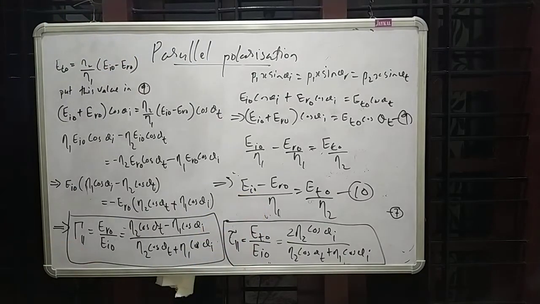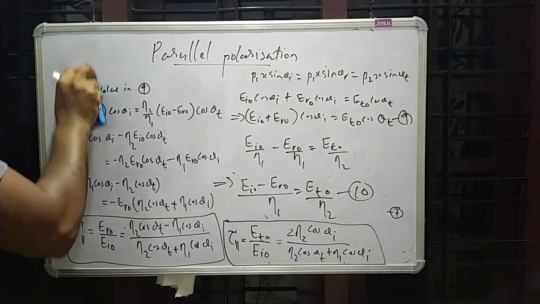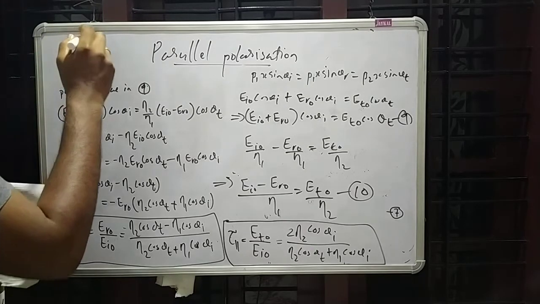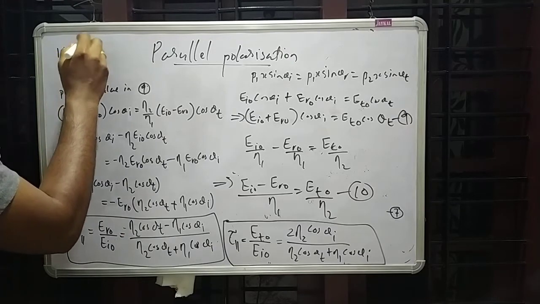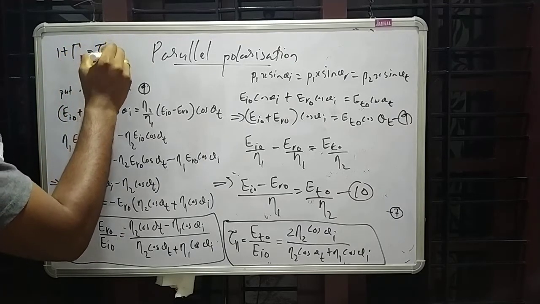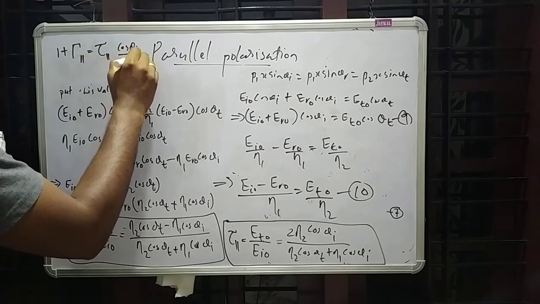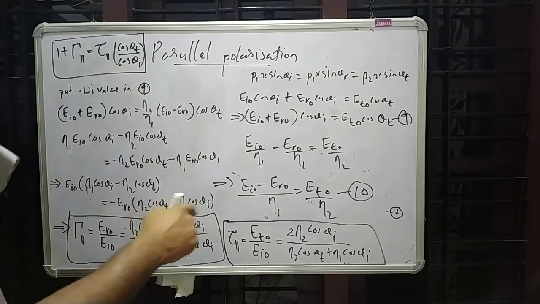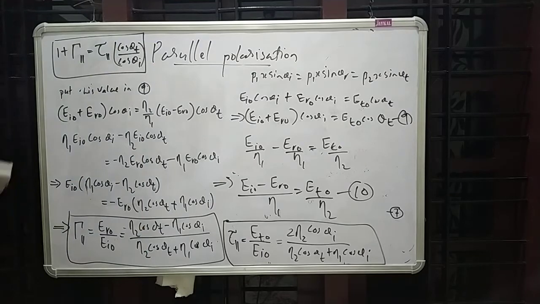And the earlier one is the reflection coefficient, and we can write a relation of the reflection coefficient with the transmission coefficient. That is, if we do 1 plus gamma parallel, we will get tau parallel into cos theta t over cos theta I. Okay.